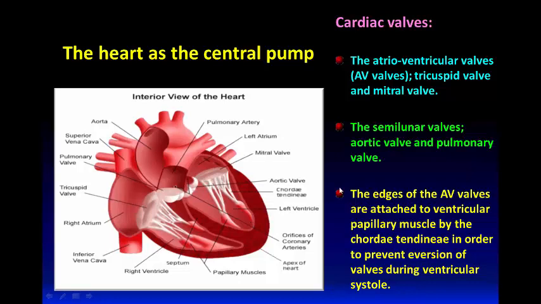The edges of the atrioventricular valves, the tricuspid valve and the mitral valve, are attached to ventricular papillary muscles by the chordae tendineae. This attachment of the edges of the atrioventricular valves to the ventricular papillary muscles by the chordae tendineae is important in order to prevent eversion of the valves during ventricular systole.